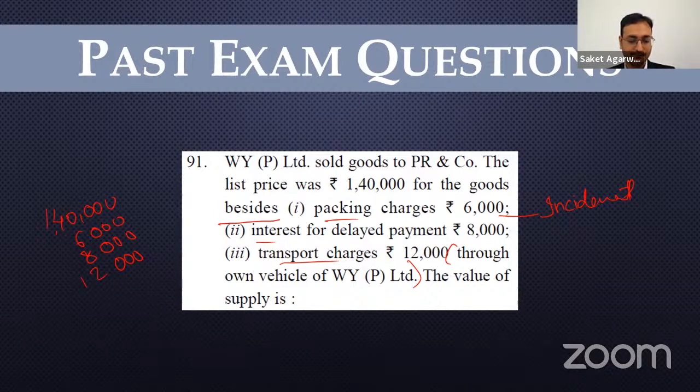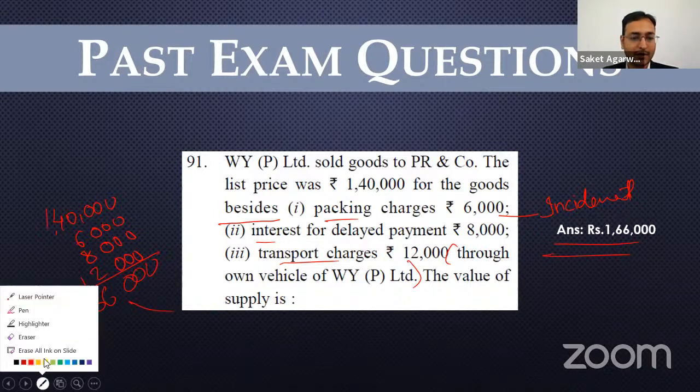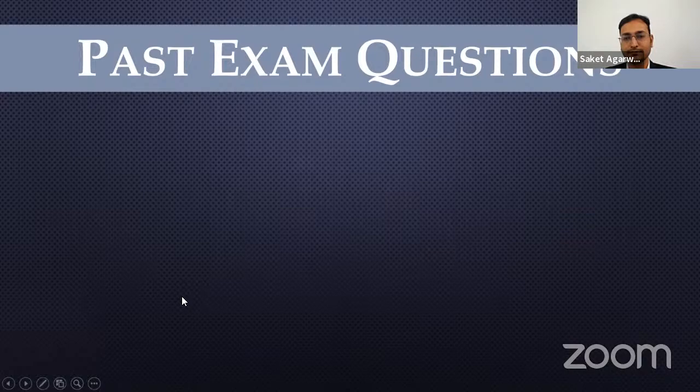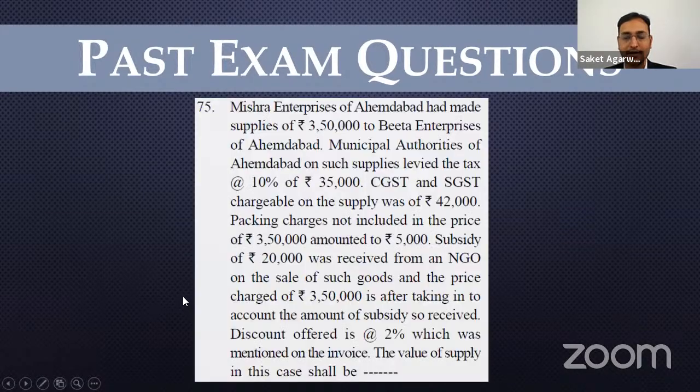1,40,000 plus 6,000 plus 8,000 plus 12,000. 1,66,000. So that is the answer. The total of this is 1,66,000, and that is our answer matching. All right. Now let's solve another question which has been asked in previous exams related to what we have studied till now. Please try to solve this one.